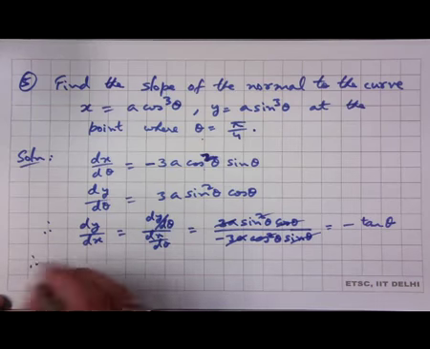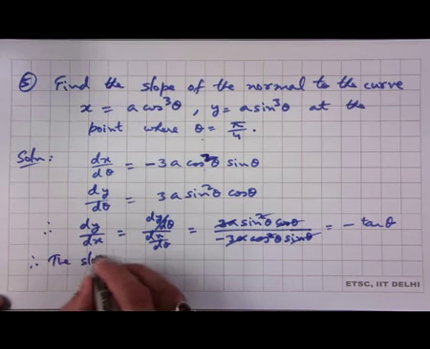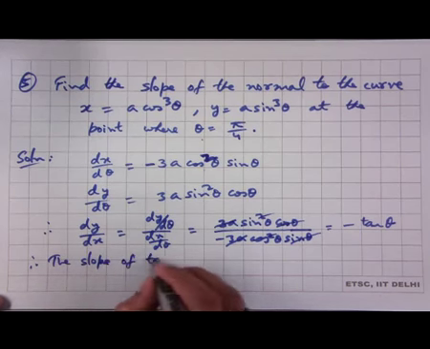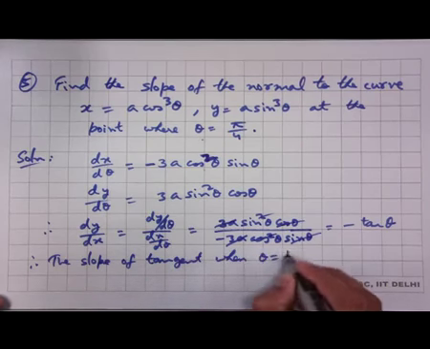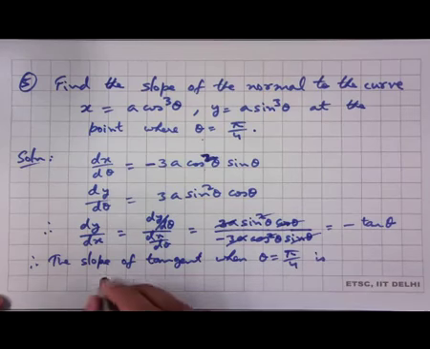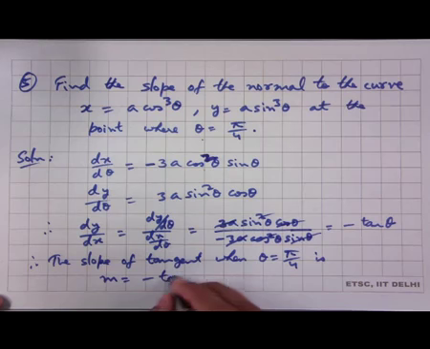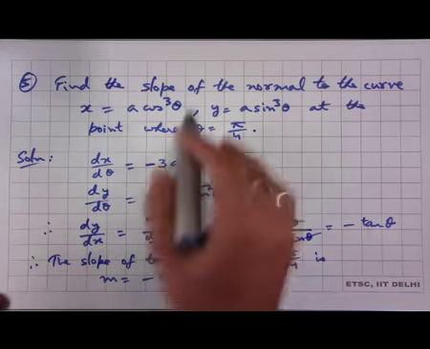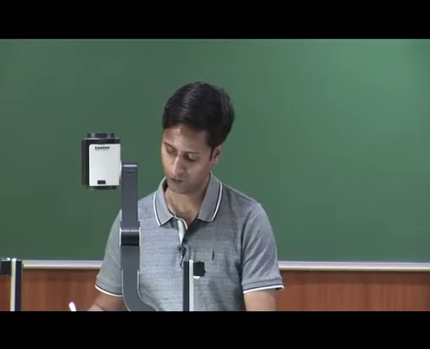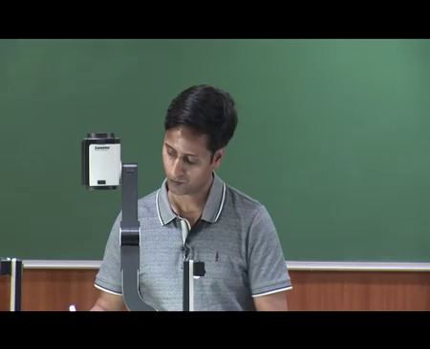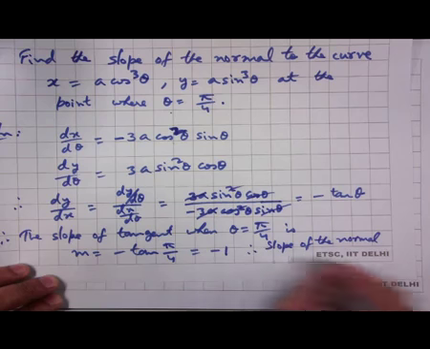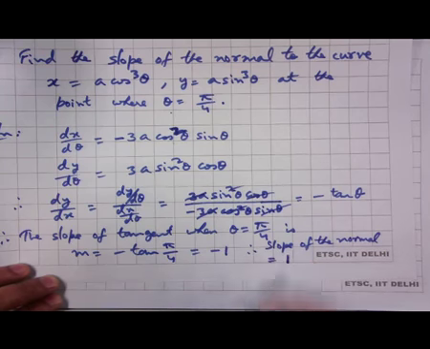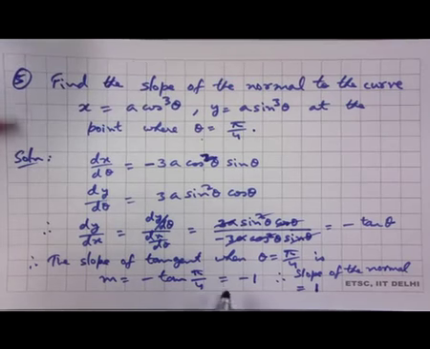So, therefore, the slope of tangent when theta equal to pi by 4 is m equal to minus tan pi by 4, which is equal to minus 1. We want the slope of the normal. So, therefore, slope of the normal is equal to 1, because the normal is perpendicular to the tangent. So, the slope is 1.